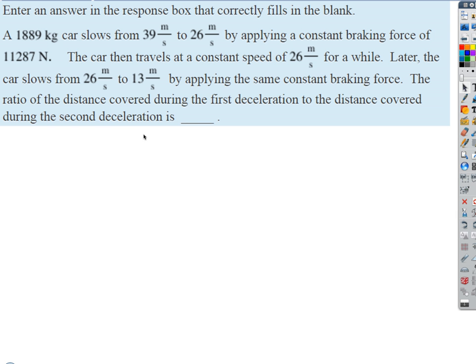So let's just focus, we'll kind of color code this. Let's focus on this part, when it slows from 39 to 26 meters per second. Almost all this stuff that we're dealing with here is just work energy theorem, right? We've got one or more forces doing the work that changes the kinetic energy, right? So the work energy theorem tells us that the work due to all forces equals the change in kinetic energy, right? How many forces are acting on the car? They're doing work on the car, I should say.